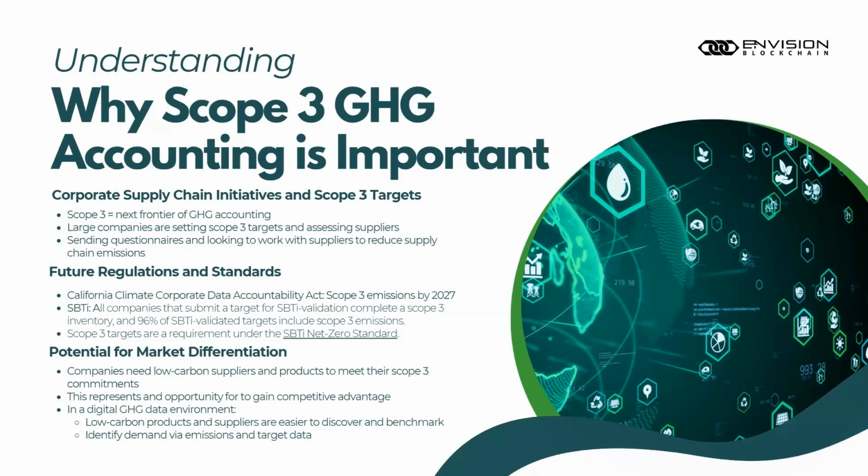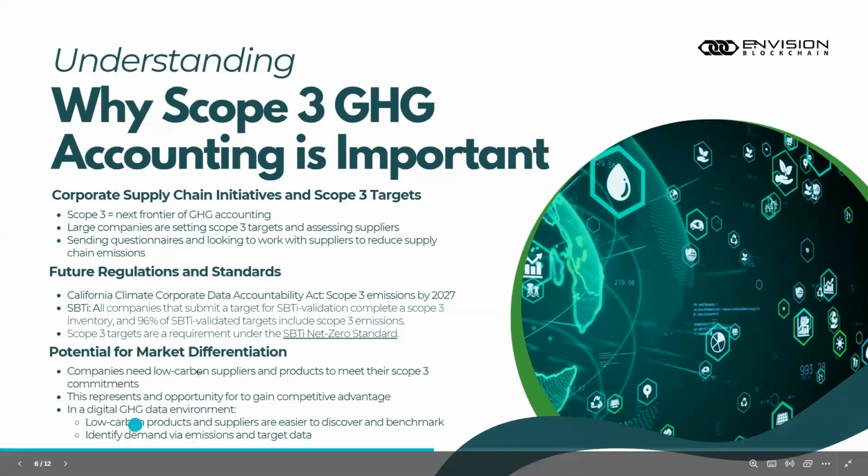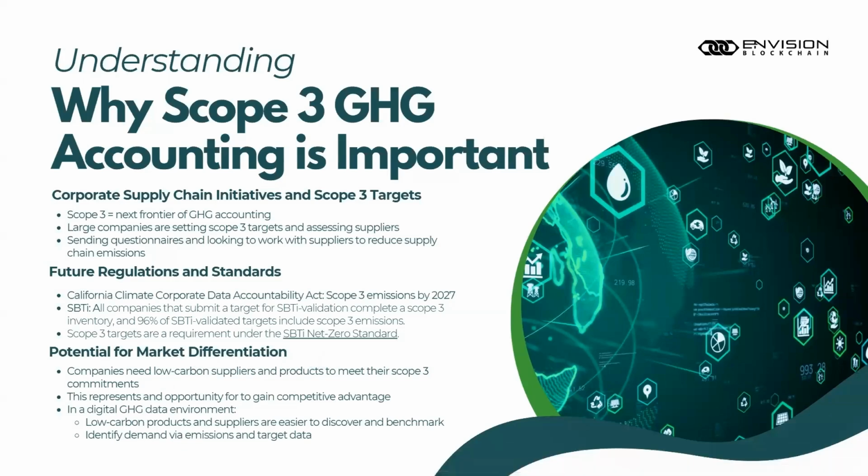And in a digital GHG data environment, low carbon products and suppliers will be easier to discover and benchmark, and you'll also be able to identify demand for low carbon products and carbon offsets by assessing data that's available on companies' GHG emissions and what targets they have, and whether that involves Scope 3.